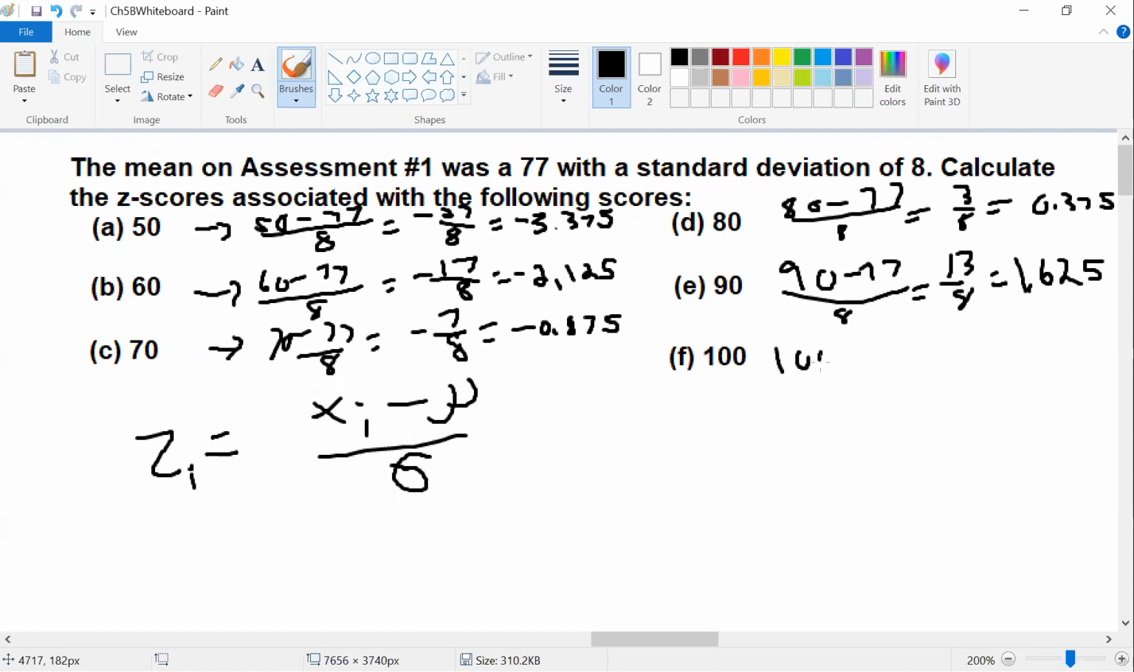All right, and our last one, we have 100 minus 77 over 8. That's 23 over 8, which I believe is 2.875. That's it. Now, let's say I asked you, what's the probability of being lower than 2.875? Right now, you couldn't answer that because you only have the empirical rule. On Thursday, I'm going to show you how to calculate that. But for now, I just want to show you that we can go into decimals.